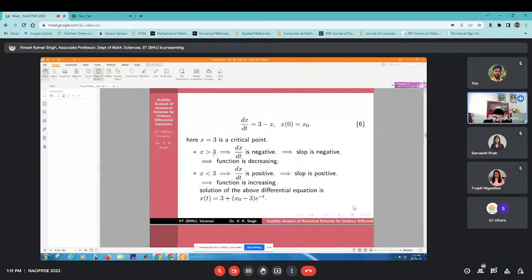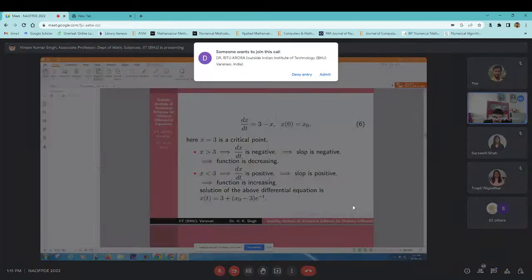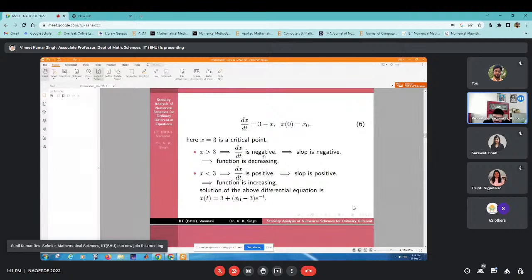When x is greater than 3, then dx by dt is negative. When the tangent line is negative, the slope is negative, the function is decreasing, so the solution is decreasing. When x is less than 3, dx by dt is positive, the tangent line is positive, the slope is positive. When the slope is positive, the function is increasing, so the solution is increasing. With the help of this analysis, we can judge the behavior of a solution nearby the equilibrium point. Nearby the equilibrium point, we can judge whether the solution is stable, unstable or semi-stable.